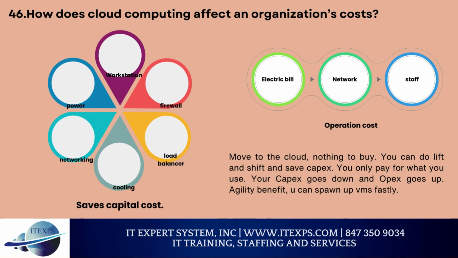46. How does cloud computing affect an organization's costs? Saves capital cost. Costs like workstation, firewall, load balancer, cooling, networking, power, etc. Operation cost also, like electric bill, network, staff. Move to the cloud, nothing to buy. You can do lift and shift and save CapEx. You only pay for what you use. Your CapEx goes down and OpEx goes up. Agility benefit, you can spin up VMs fast.